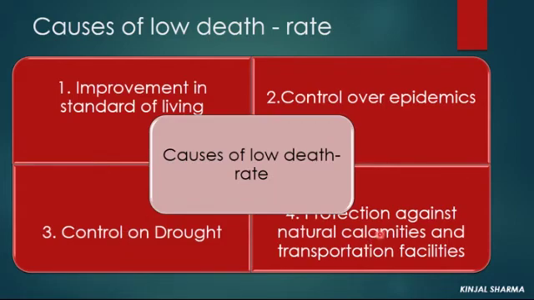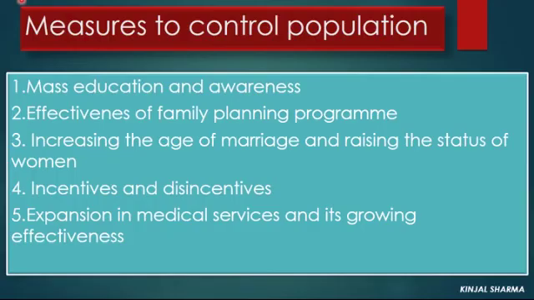And the last one is protection against natural calamities and transportation facilities. So in earlier times, natural calamities like earthquake, tsunami, landslides, famines, floods led to high death rate. If such calamities occur now in any part of the country, then immediate relief can be made available by enabling the availability of basic requirements like food grains, medicines or medical facilities, which can reduce death rate up to some extent, we can say.